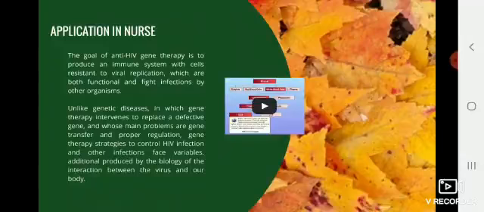The goal of anti-HIV gene therapy is to produce an immune system with cells resistant to viral replication, which are both functional and fit to fight infection by other organisms.